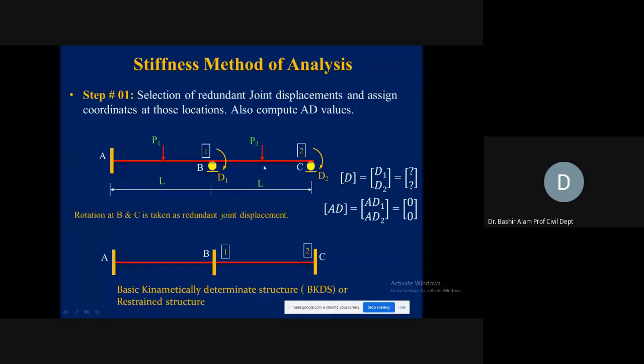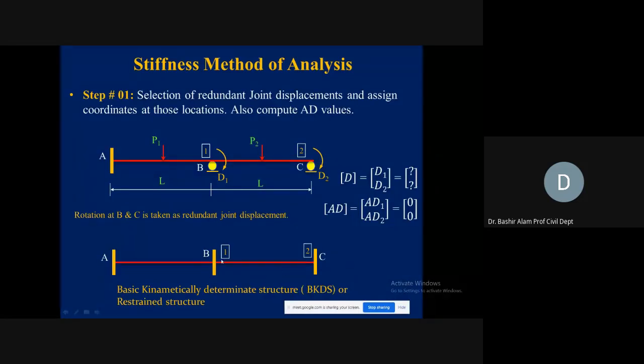How do we make this a restrained structure? We just put a fixed support here at B. We replace this roller by a fixed support and we replace this C also by a fixed support. Everybody will be doing it the same way. You don't have any other options here. So rotation at B and C is taken as redundant joint displacements and the basic kinematic determinate structure, or restrained structure, will look like this. What we are restraining here is D1, and what we are restraining here is D2.